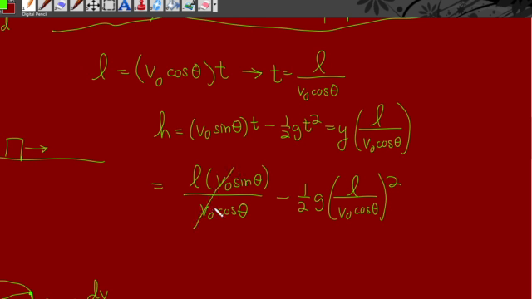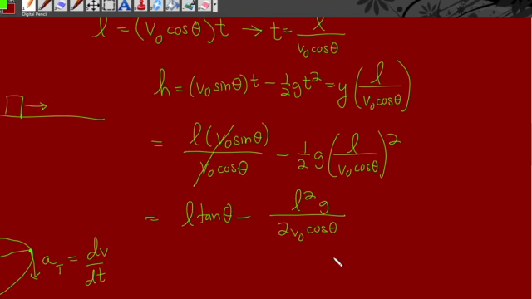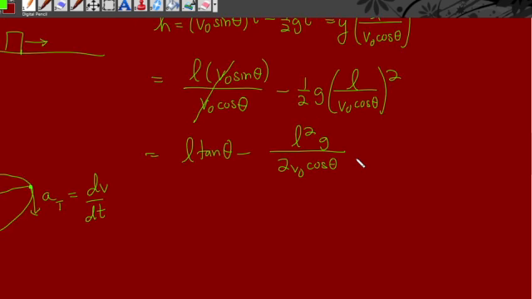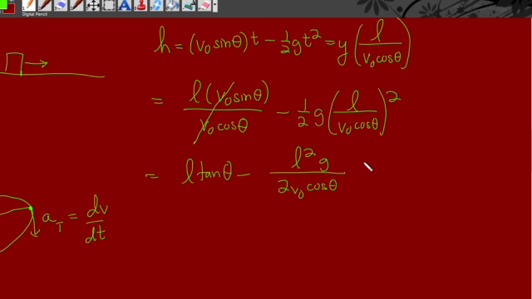And so let's get rid of these, and this becomes tan theta, so we have L tan theta minus L squared G over 2 V naught cosine theta. And it's asking us what initial speed is required, so we have to find V naught in terms of everything else.